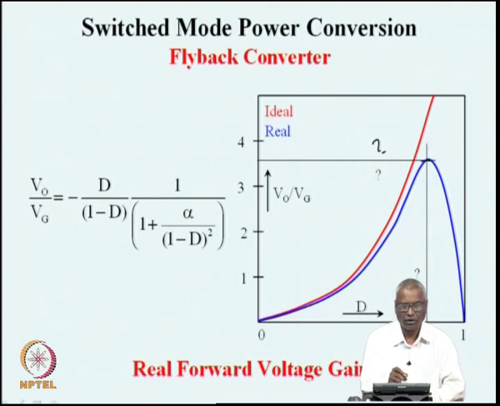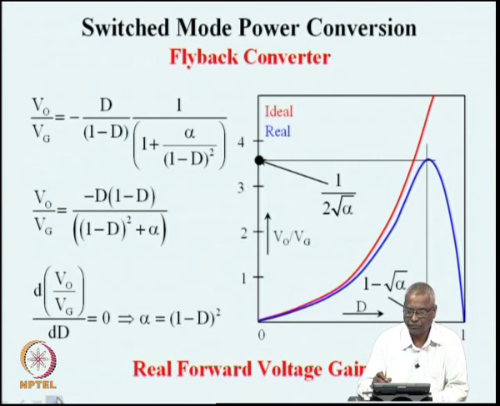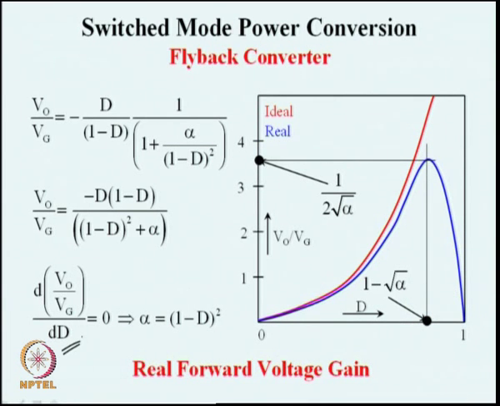All this can be found out by simply analyzing this factor, and this function has a maxima and minima, and if we differentiate it with respect to duty ratio and equate it to 0, we can find out that this maximum occurs at a duty ratio which is 1 minus root alpha, and the maximum value itself is 1 by 2 root alpha, where alpha is the ratio of the parasitic resistance to the load resistance. This alpha is the inductor resistance normalized to the load resistance, and this is the real forward gain. What you see as the blue line here is modified from the ideal on account of the correction factor that we see here.